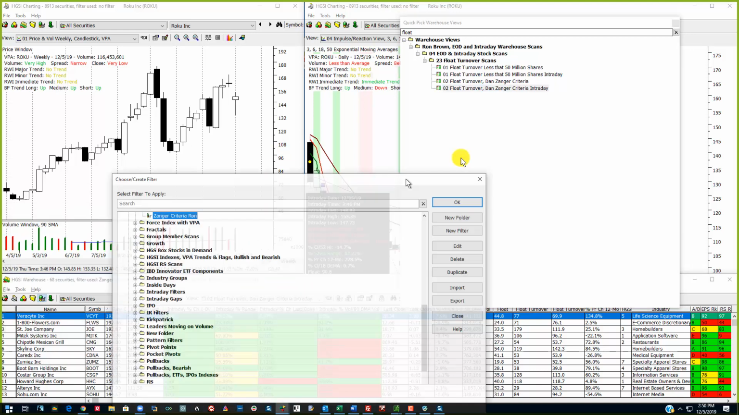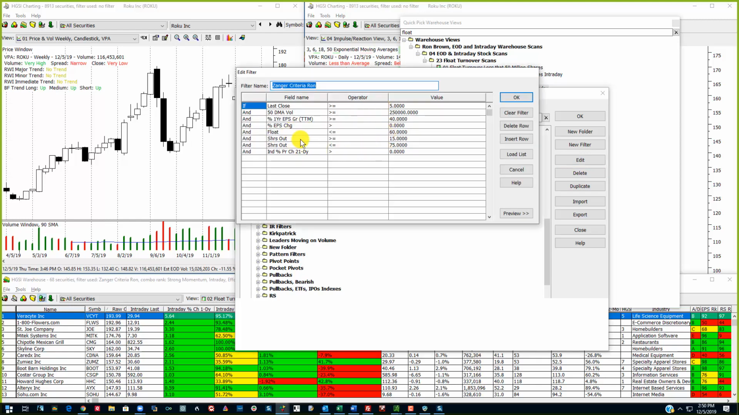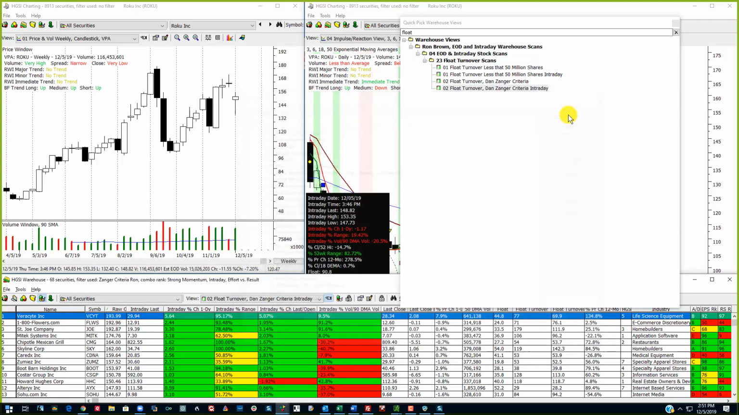And let's just take a quick look here. I can't remember. Okay, he limits his float to less than 60 million. The shares out have to be between 15 and 75 million. So he limits the number of shares out, and he's got a strong growth requirement in here. So, that should give you an idea. And while I'm in here, let's just take a look at a couple of stocks.